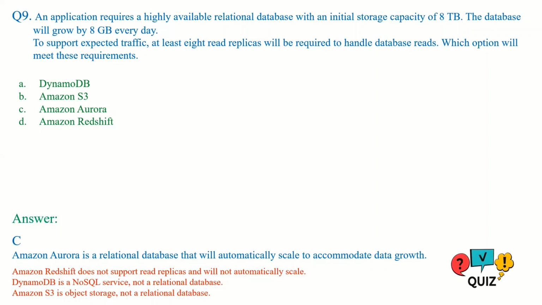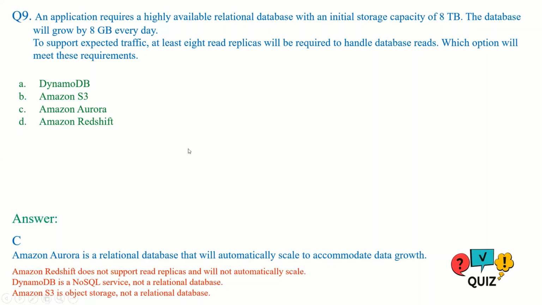So how about Amazon Redshift? No, it does not support read replicas and will not automatically scale up. You'll have to do it manually. DynamoDB is again a NoSQL service, not a relational database. Amazon S3 is just object storage. It's a storage device, right? It is not a database itself.